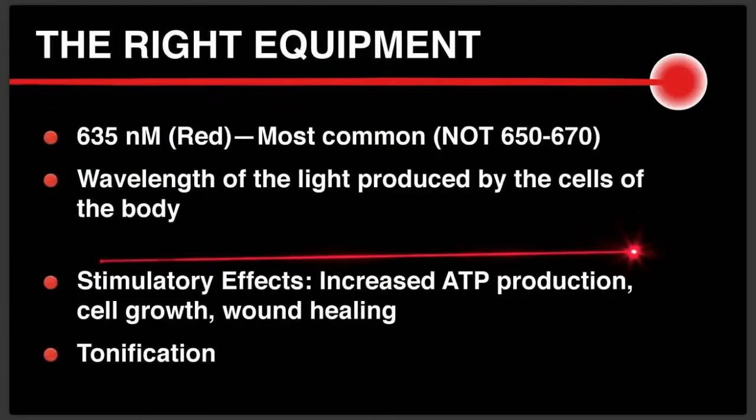Now, the difference in the wavelengths. Red, the 635 nanometer is the most common. If you go to the store and you just try to buy a laser pointer, like at the office store or something, that's going to be a cheaper diode. Diodes are what produce the laser light. That's going to be a 650 to 670 nanometer, and that's not the most biologically effective. The more biologically effective wavelength is 635, and that's a little bit more specialized of a laser. It's not just a pointer from the store.